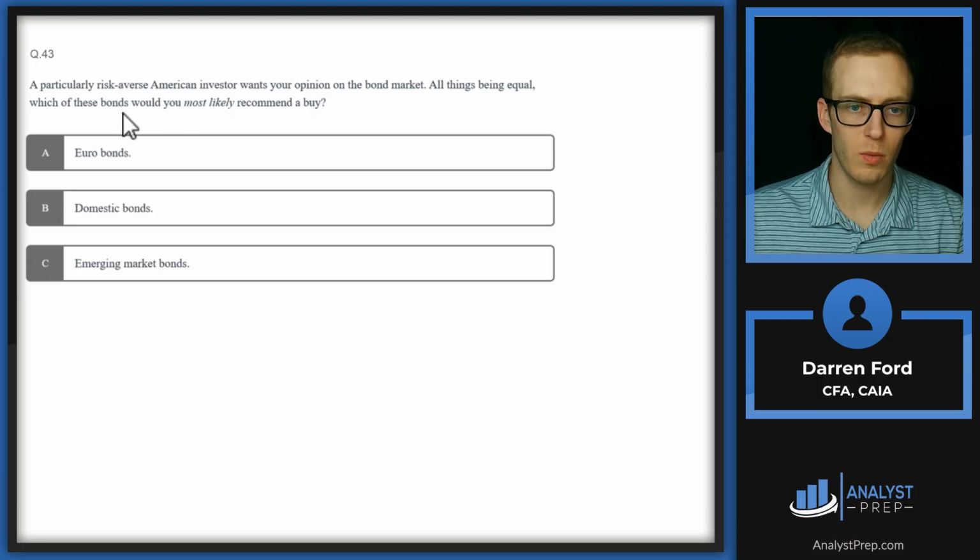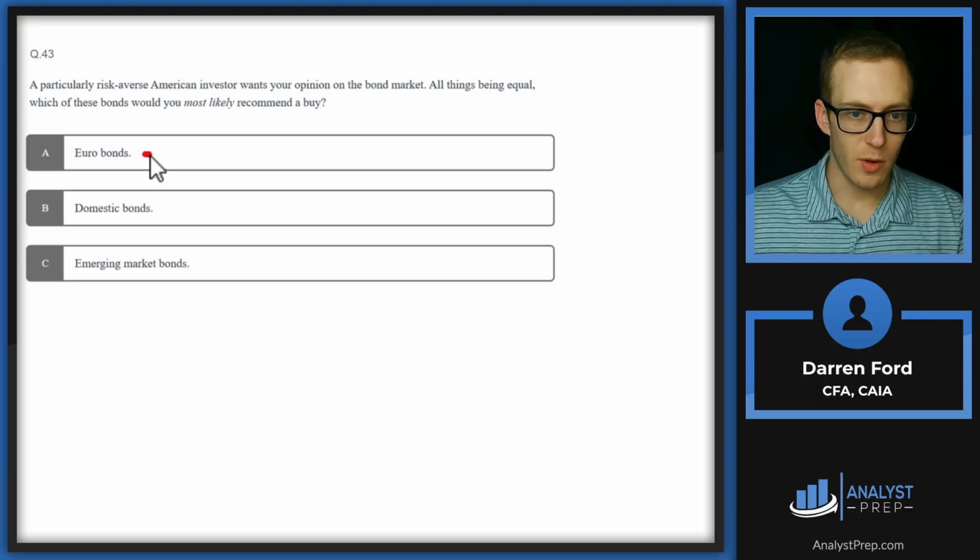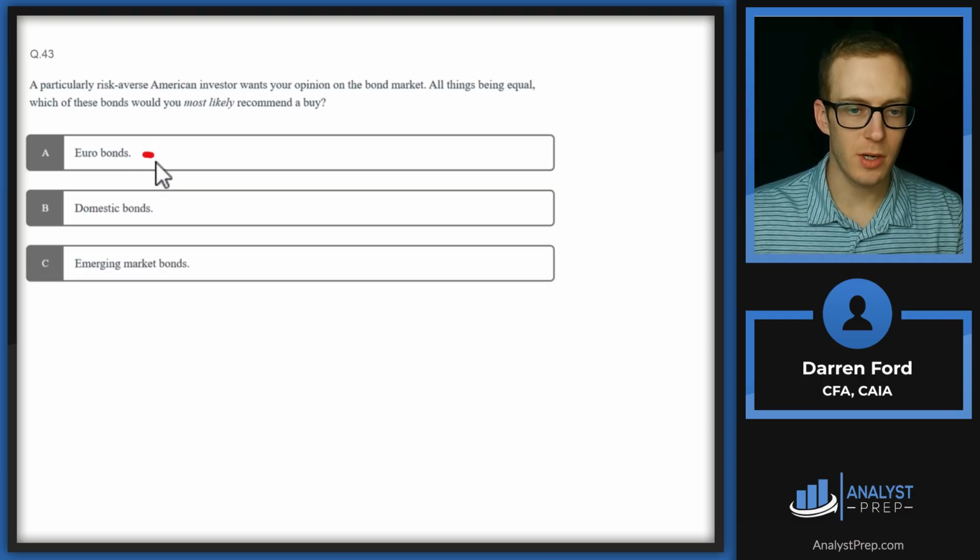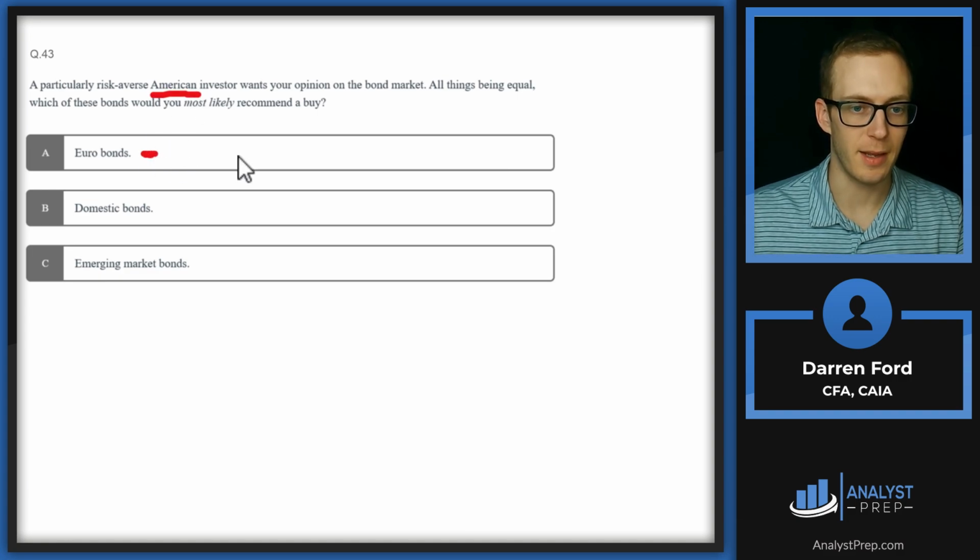A particularly risk-averse American investor wants your opinion on the bond market. All things being equal, which of these bonds would you most likely recommend a buy? A, Eurobonds. Eurobonds are going to be internationally issued, and so this American investor could buy bonds of a company in Germany, Poland, wherever else internationally. B, domestic bonds, meaning they're going to be buying US-based bonds, or C, emerging market bonds.